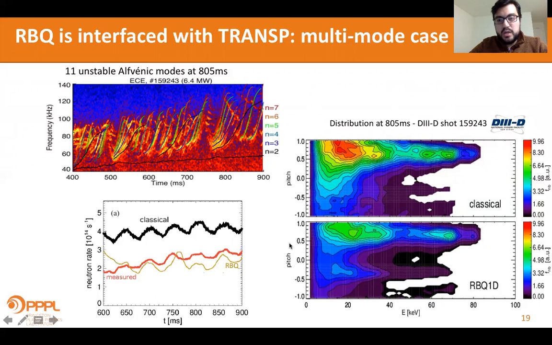The plots on the right show the distribution function in pitch angle versus energy space when Alfvén waves are not considered and when they are considered using RBQ. So you see a significant depletion of the fast ion density in the presence of Alfvén waves.